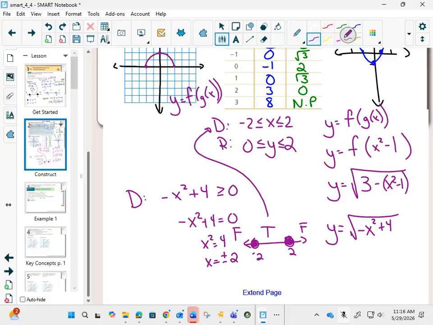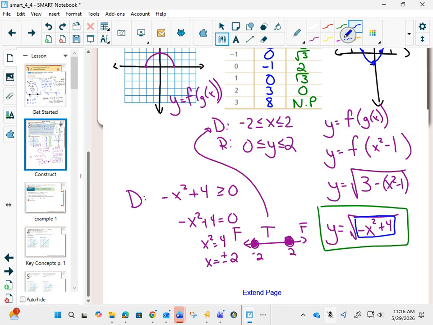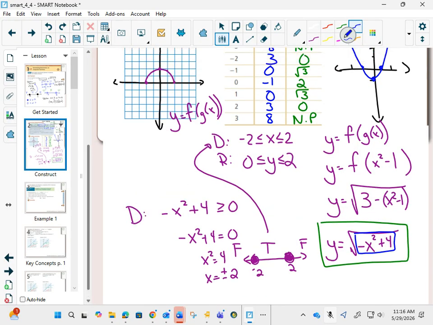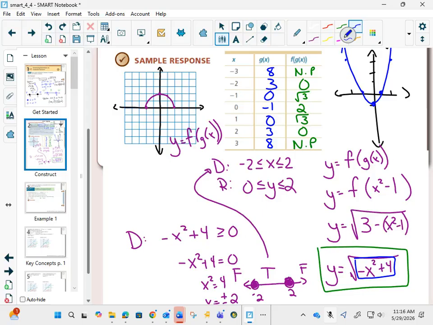Algebraically, if you had to graph this, you would go back to chapter 2. You would say, how do I graph that? I graph the inside first. I'm going to graph this inside first in blue. I'm going to do a negative x squared parabola, flip down, move up 4 units. 1, 2, 3, 4. Down 1 over 1, down 1 over 3.